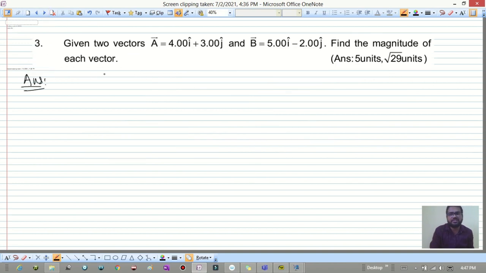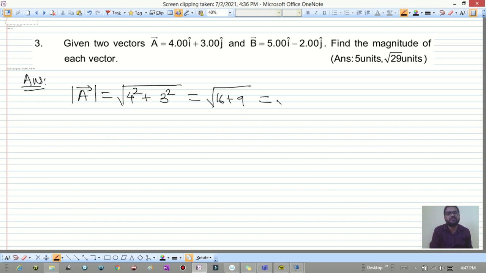Likewise, the third question, see here. Given two vectors, a bar is equal to 4i hat plus 3j hat, and b bar is equal to 5i hat minus 2j hat. Find the magnitude of each vector. Magnitude is very simple. The magnitude of a bar is the root of the first component squared, 4 squared, plus the second component squared, 3 squared. So root of 16 plus 9, which is root 25, equal to 5 units.